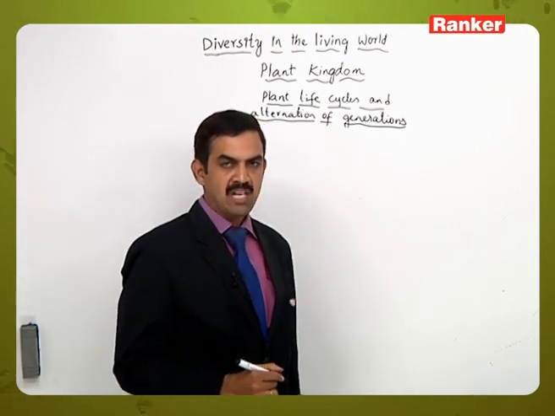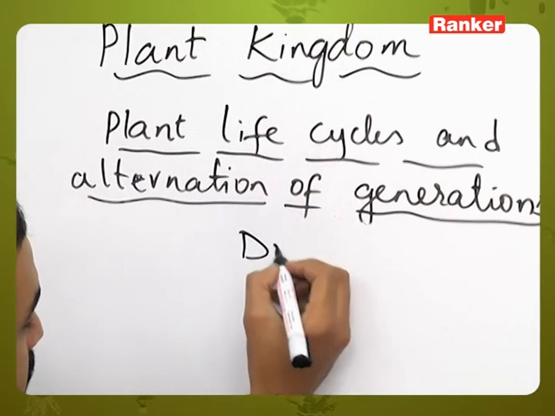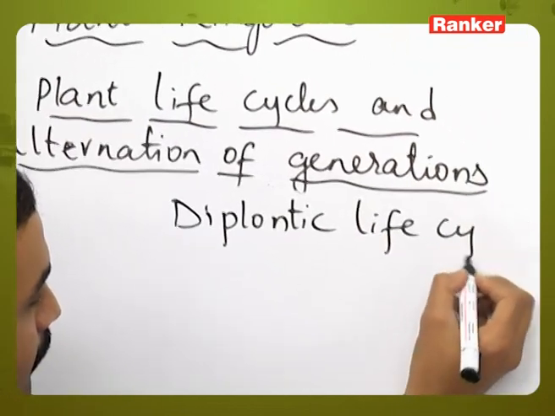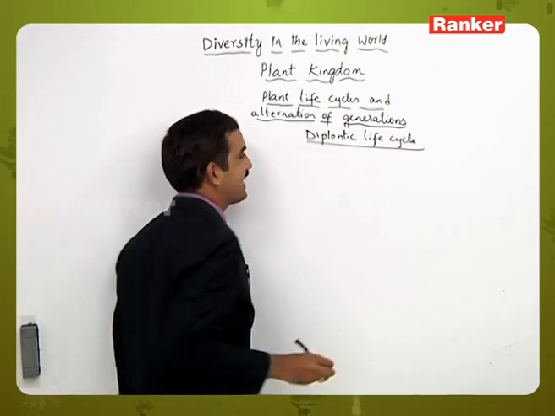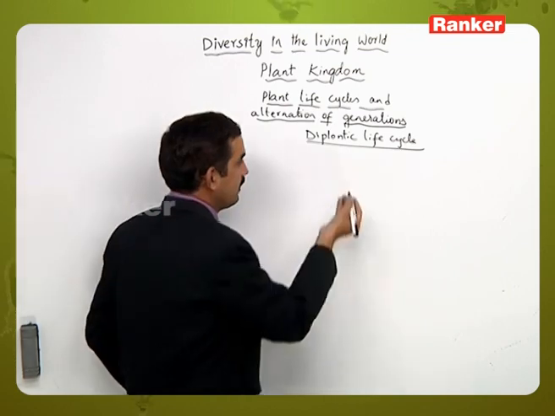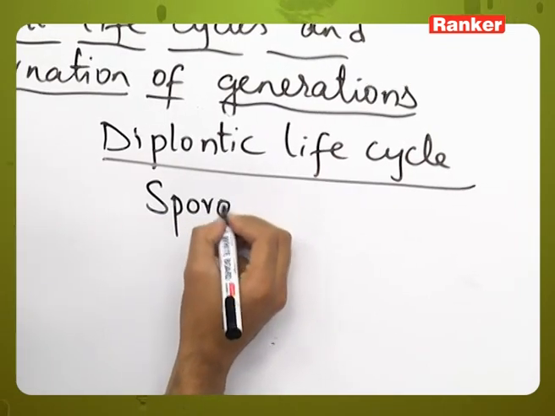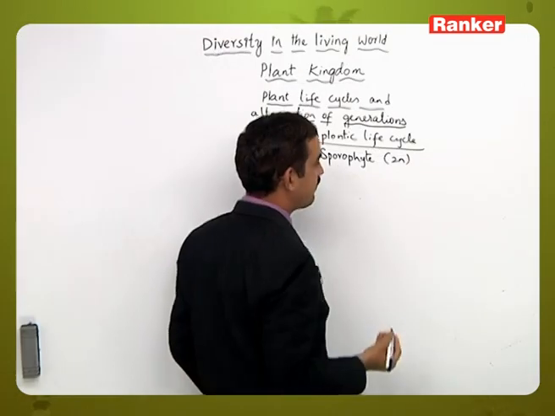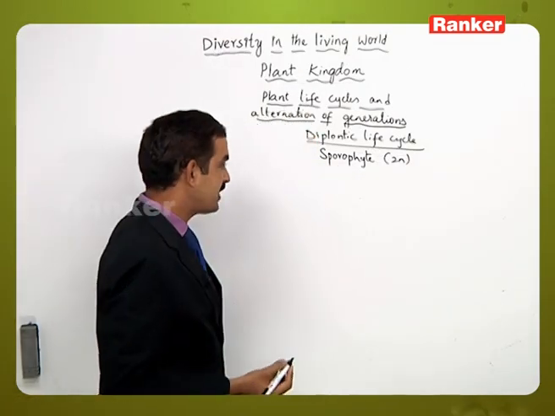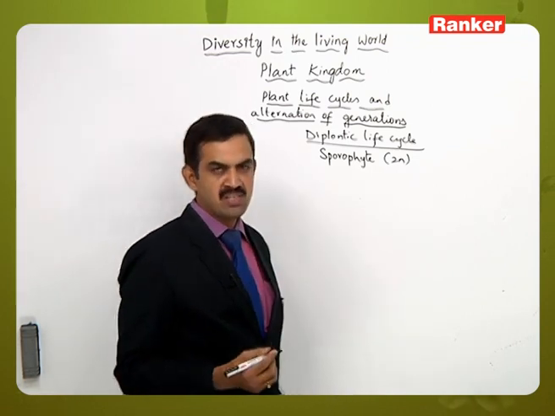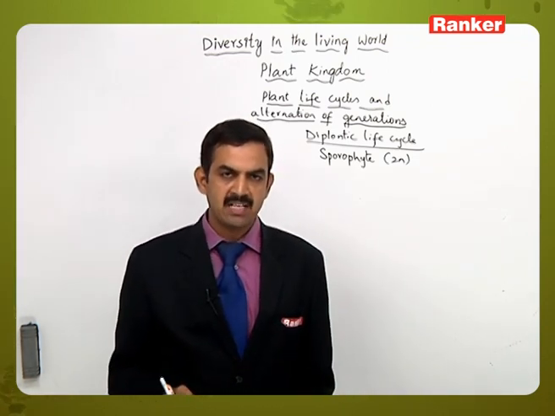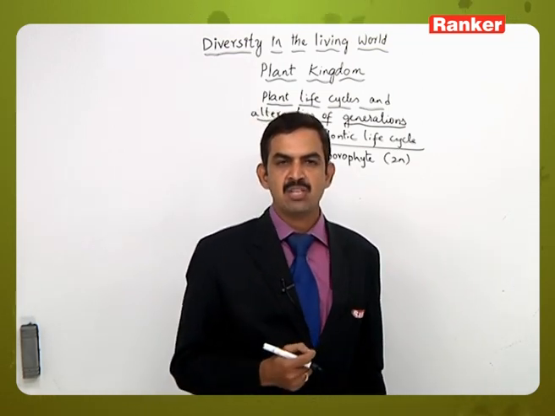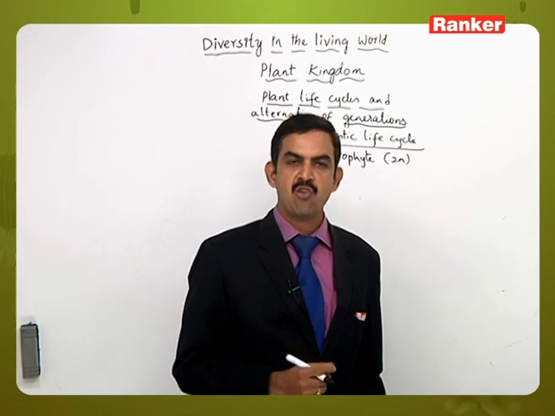The next type of life cycle is the Diplontic life cycle. Here in the Diplontic life cycle, the sporophytic generation is present, which is a diploid and free living stage, and here the gametophyte generation is not present, or it may be represented only by the gametes, and it is a very short span of period.